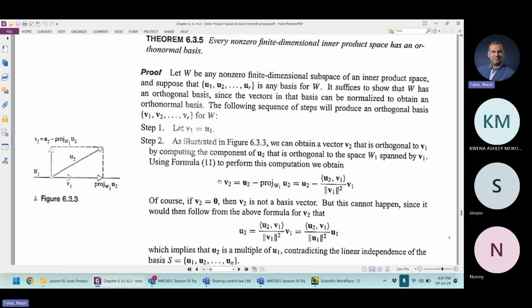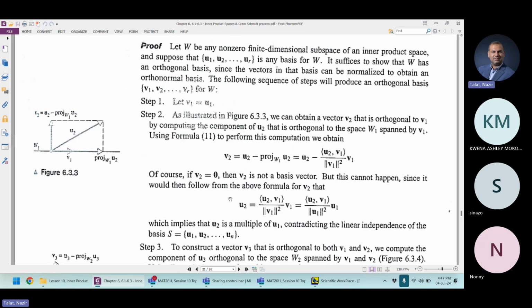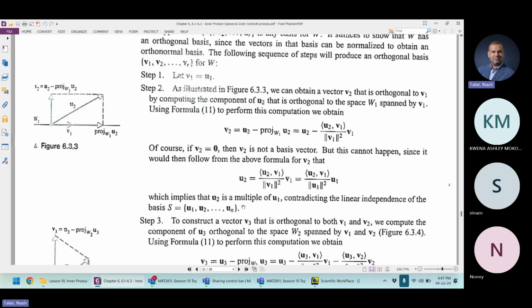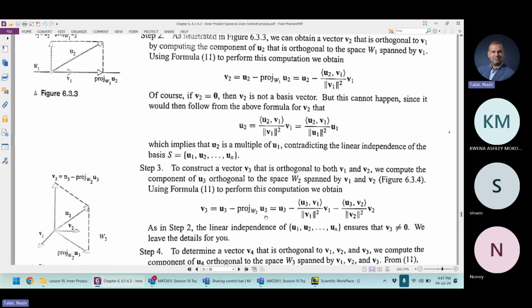And this V2 is very interesting. This V2 will always be perpendicular to V1. And one can similarly take V3, by repeating this formula, where V3 is equal to U3 minus the inner product of U3 with V1 divided by the norm of V1 squared, times V1, minus the inner product of U3 with V2 divided by the norm of V2 squared, times V2. If we compute this, we will get V3.